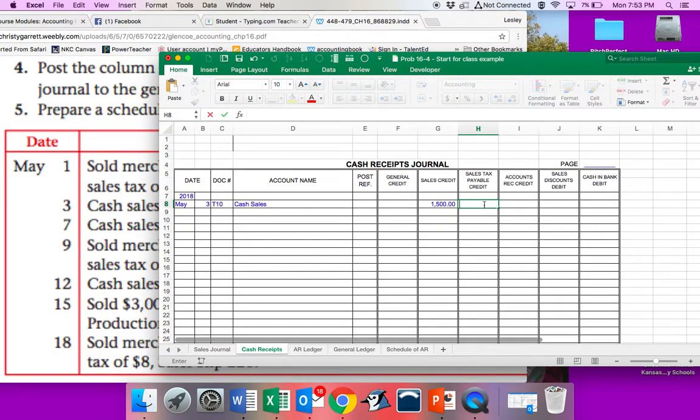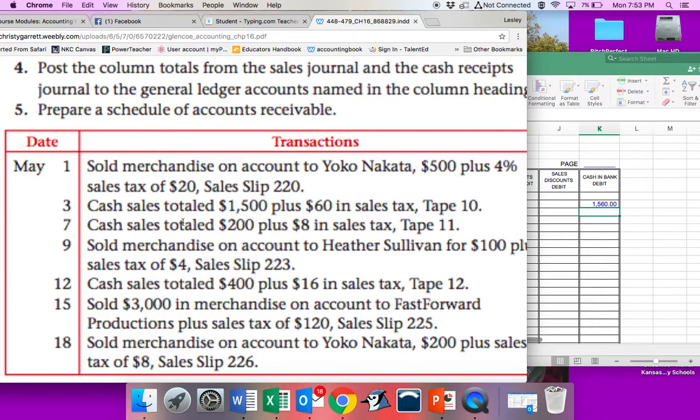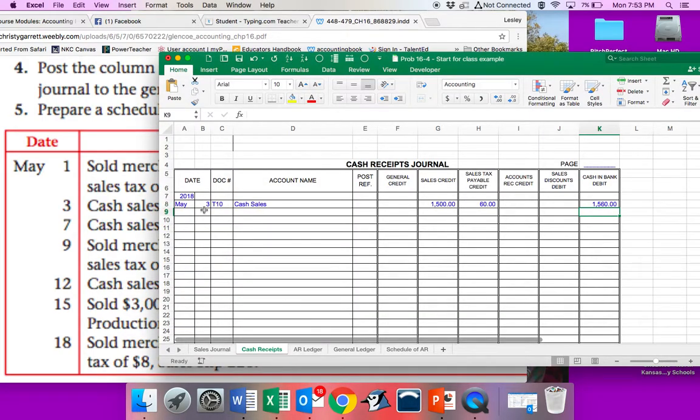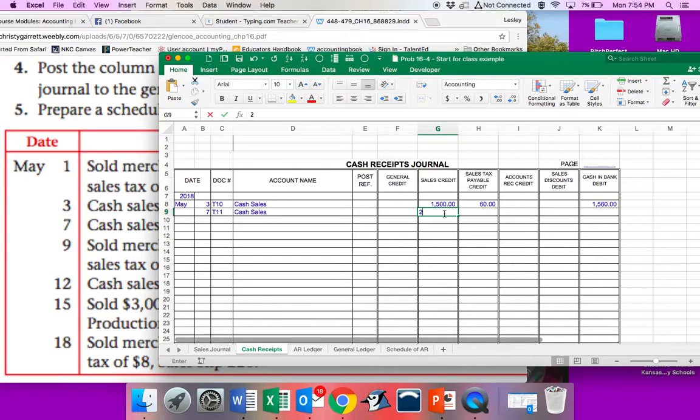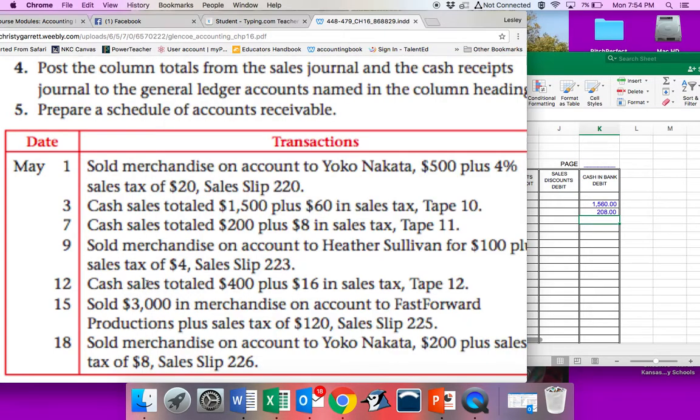Every transaction on here is going to have a debit into cash and bank, and it's going to be 1,560 because we had a credit of 1,500 to sales and a credit of 60 to sales tax. Okay, so the 7th, we're looking at just a repeat, but it's 200 in sales and $8 in sales tax. So the 7th, T11, cash sales, 200, $8 in sales tax, giving us a cash intake of $208.